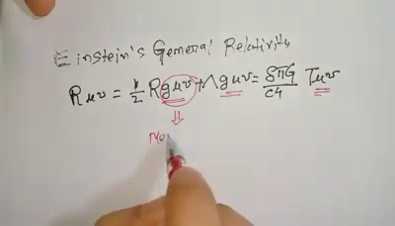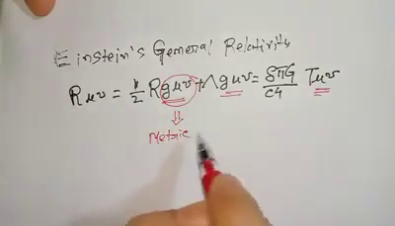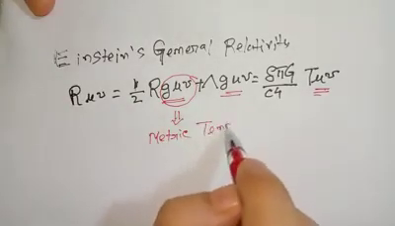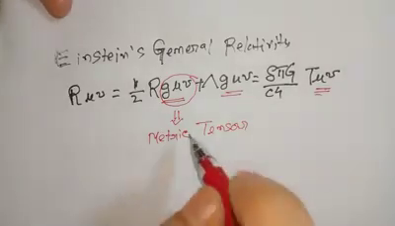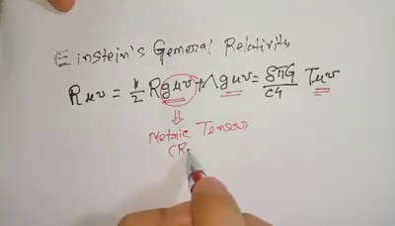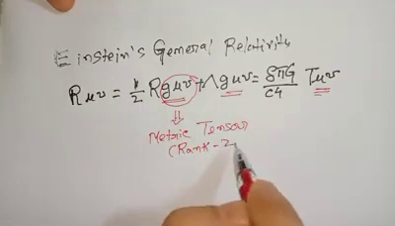This is called a metric tensor. It would be beyond the scope of this video to explain what a metric tensor is all about, but just understand G mu nu is noted as a metric tensor. It is a tensor of rank 2.